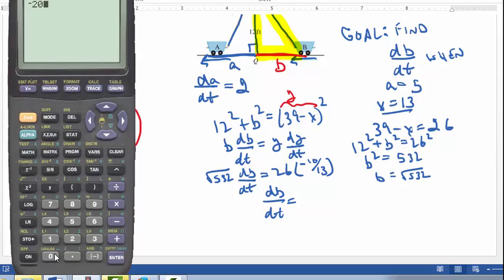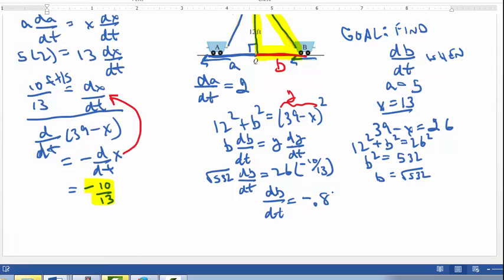So we did end up with db/dt equals negative 20 divided by radical 532, which is going to give me negative 0.867 feet per second. And of course that's negative because that distance there, b, is getting smaller. All right, so that would be some more related rate problems.